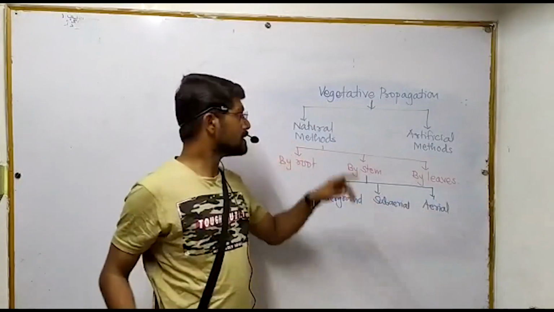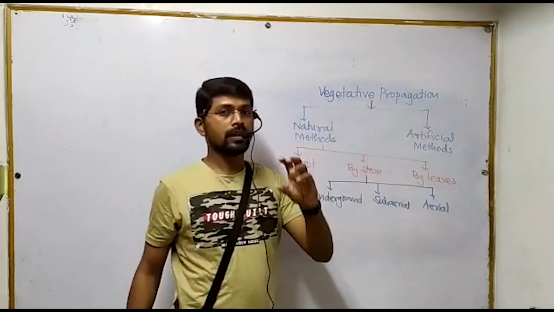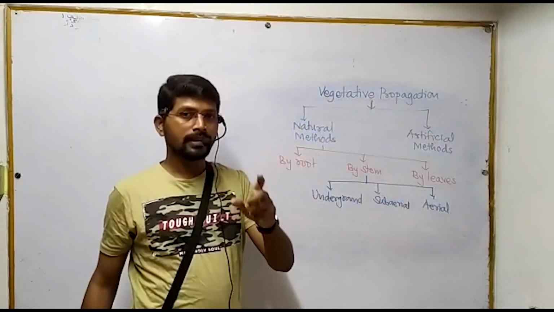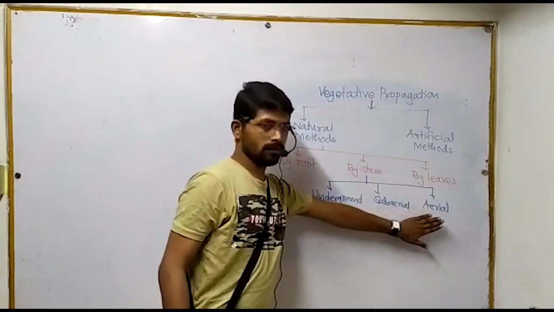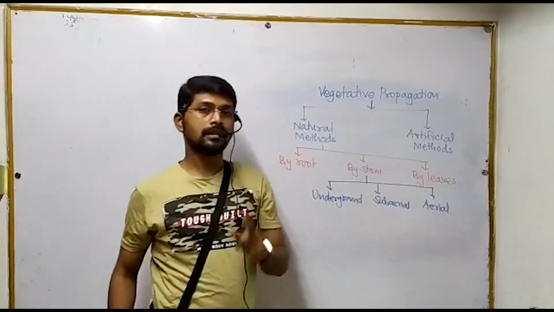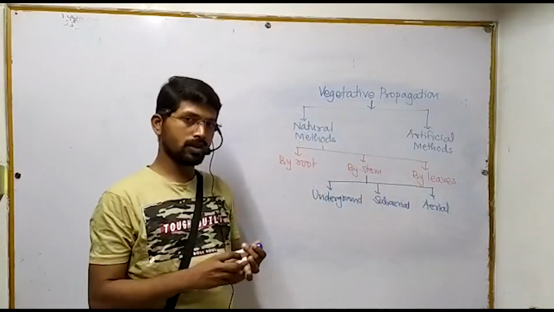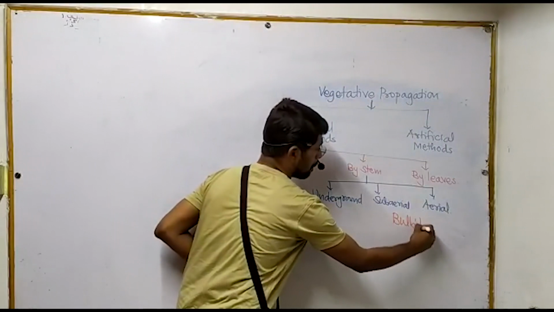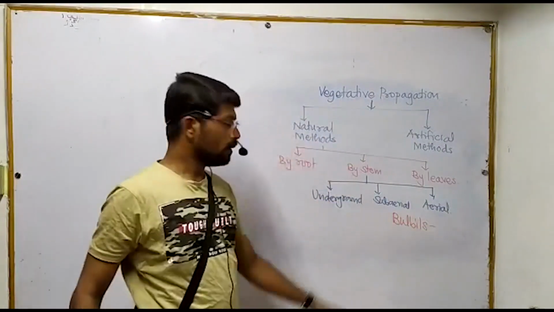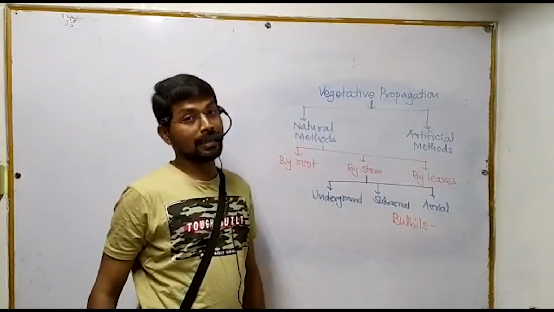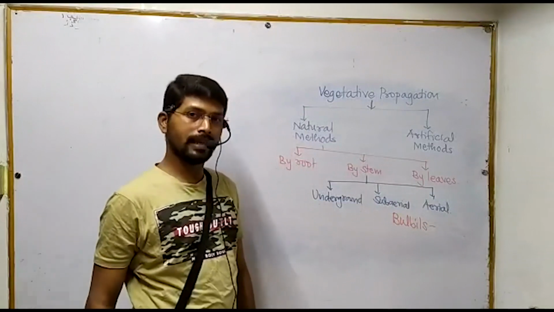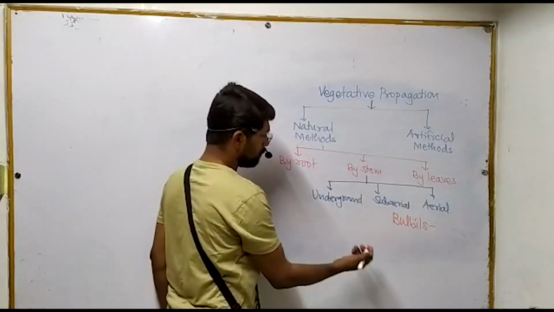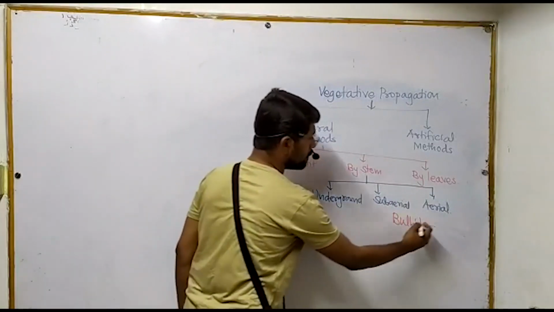But our focus is on vegetative propagation, so we are going to select a single example of aerial modification of the stem which is involved in the process of vegetative propagation, and that example is nothing but bulbils. Now these bulbils are the aerial parts, aerially developed structures of the stem. For example, let us see the example of Dioscorea.